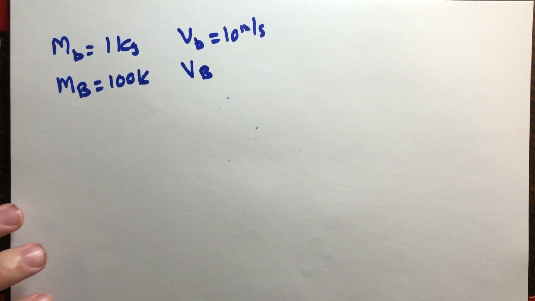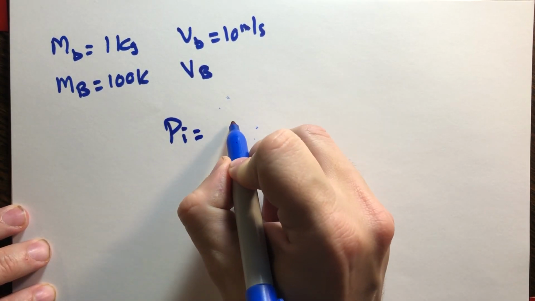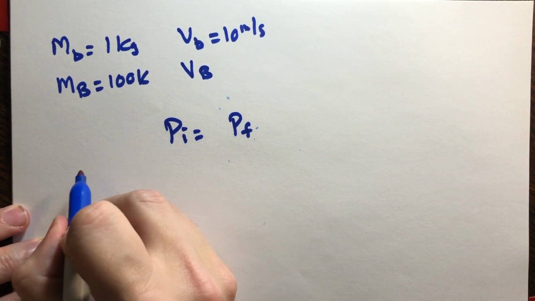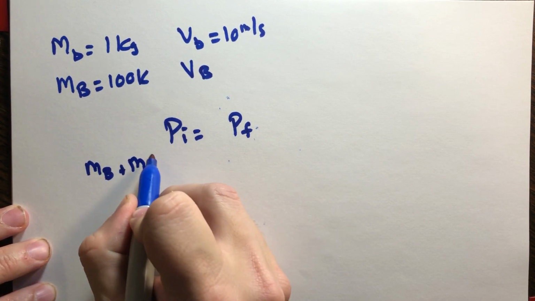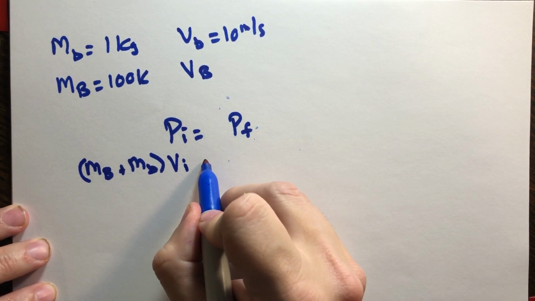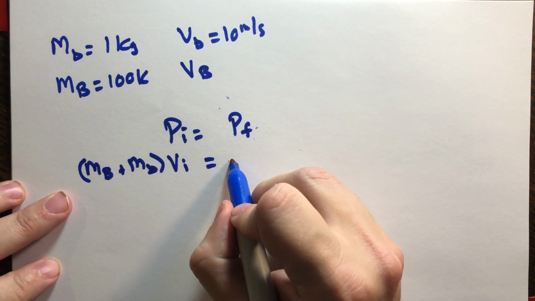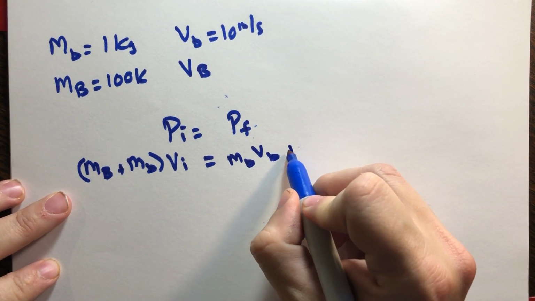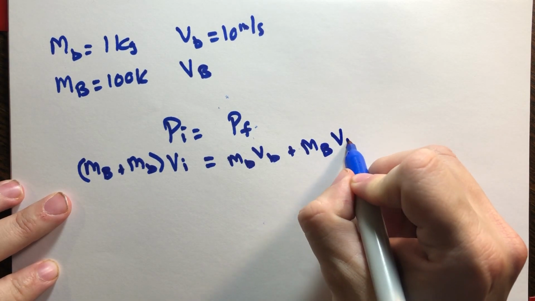Okay? So if we set up conservation of momentum, we know that momentum initial has to equal momentum final. Well, our initial momentum is of us and the book together. So we take the mass of the boat and me plus the mass of the book times our initial velocity. And then that's going to equal the momentum at the end. So in the end we have two objects: the mass of the book times the velocity of the book plus the mass of you in the boat times the velocity of you in the boat.